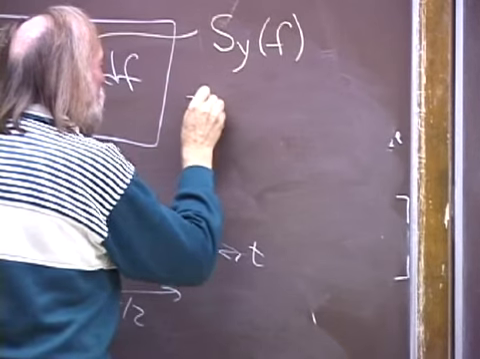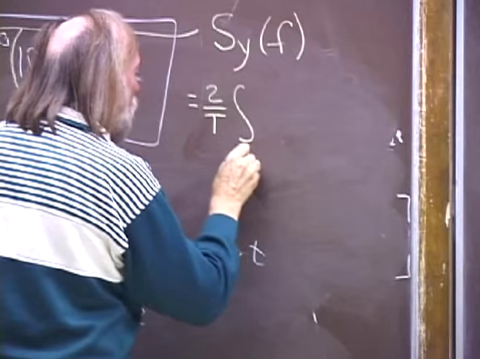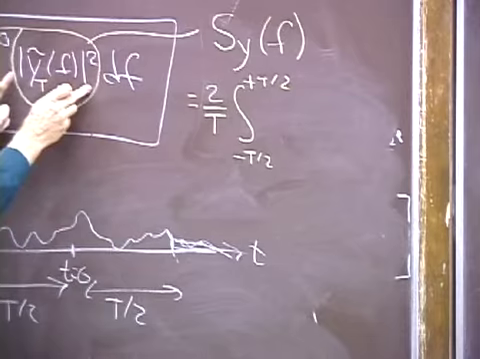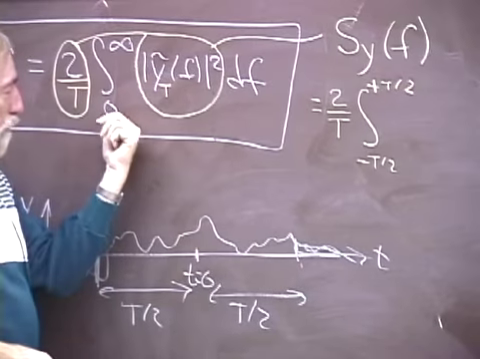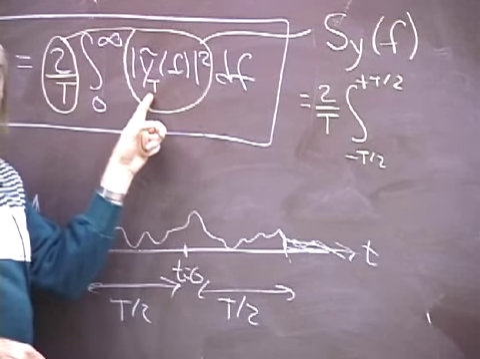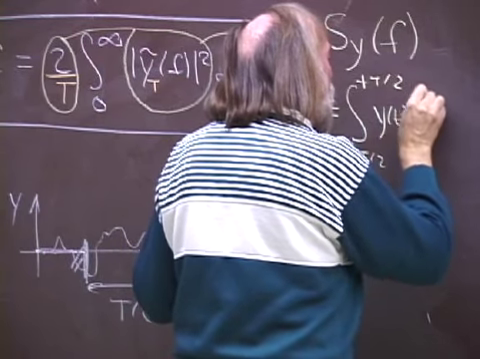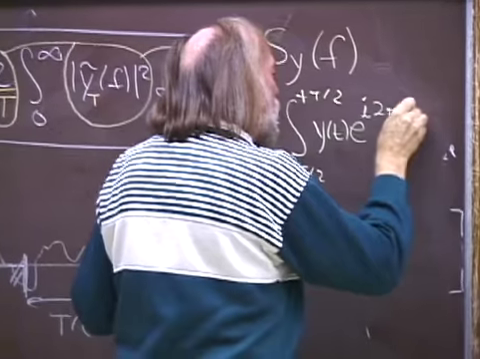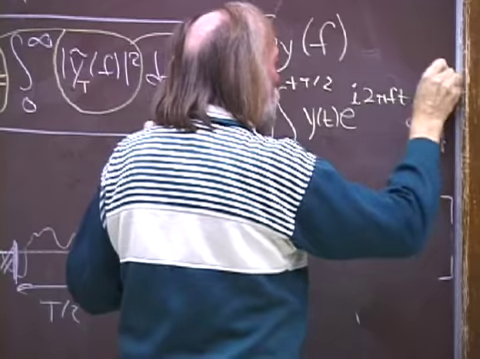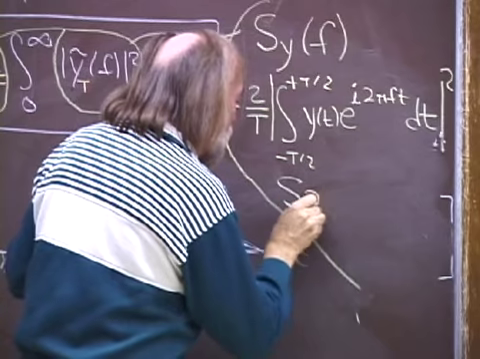And so let me write it explicitly. That's 2 over capital T, the integral from minus T over 2 to plus T over 2. I'm just writing down the formula for the Fourier transform, and I only integrate from minus T over 2 to plus T over 2 because this is y truncated to that particular time interval. y of t e to the i 2 pi f t dt, and then I want this quantity absolute value squared. And so this is called the spectral density of y.